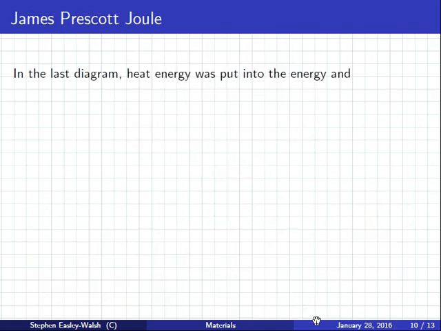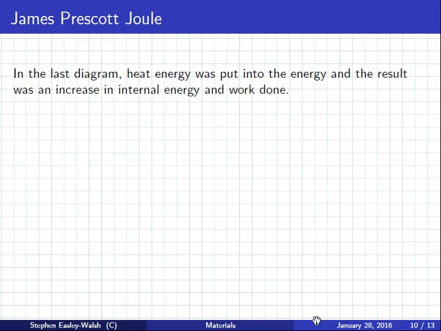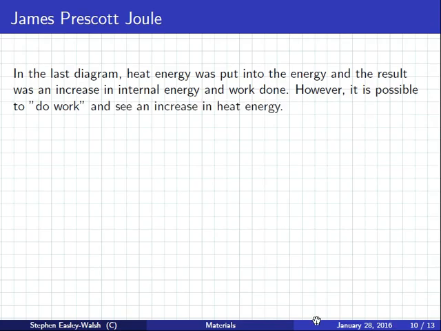Right. So, in the last diagram, heat energy was put into the system, and the result was an increase in internal energy and work was done. However, it's possible to do work and see an increase in heat energy.